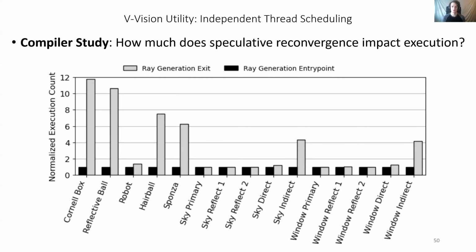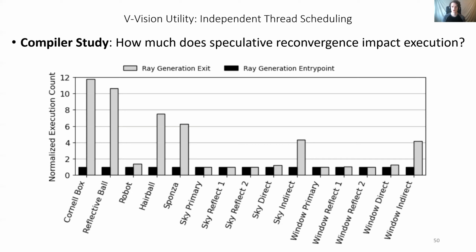So this is an example of how we can gaze into the black box, since we don't really know what's going on, but we can still deduce some information about it. In particular, we're looking at speculative reconvergence, which leverages the independent thread scheduling hardware behavior. To explain that, independent thread scheduling means each thread in a warp has its own program counter. So essentially, a warp can be in two places at once in the ray tracing pipeline.